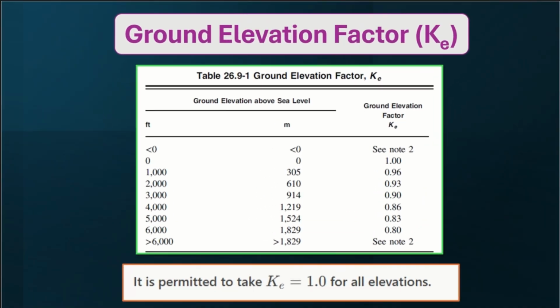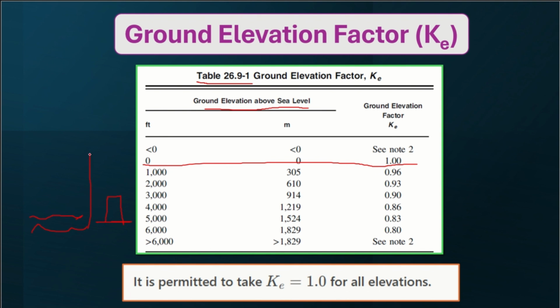And next we can see the ground elevation factor. You can find the ground elevation factor from Table 26.9.1. This ground elevation factor Ke adjusts wind pressure calculations to account for changes in air density at different elevations above sea level, guys. It depends upon one thing, that is ground elevation above sea level. For example, this is your sea, this is your ground, and this is your tank. If the ground elevation of your tank matches the sea level, that means 0, so your Ke factor is 1.